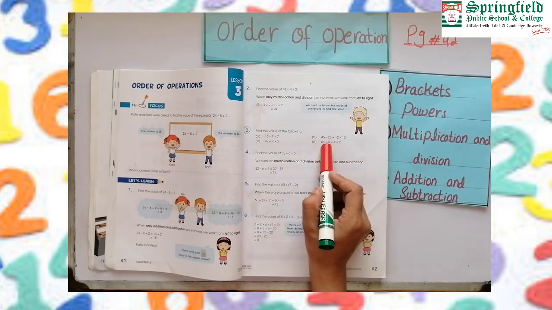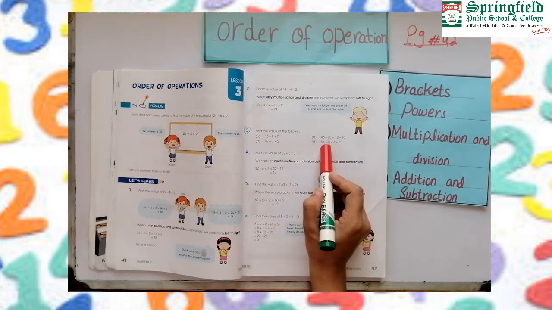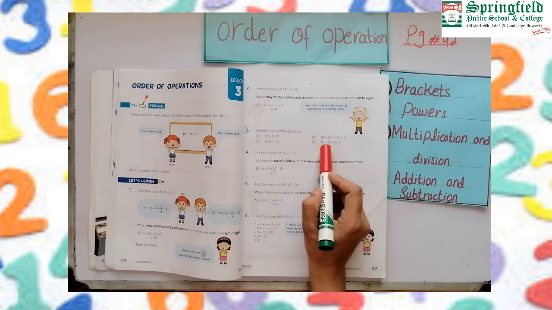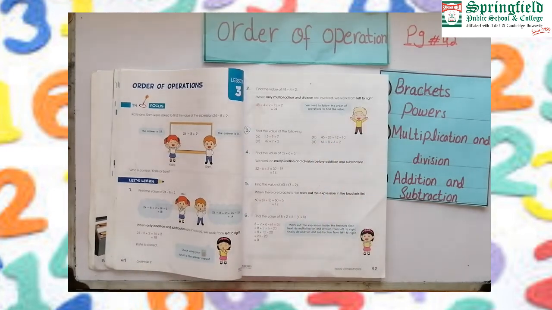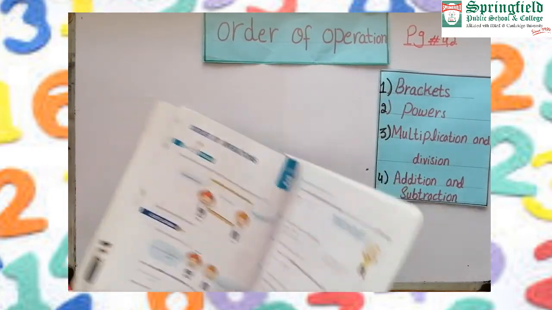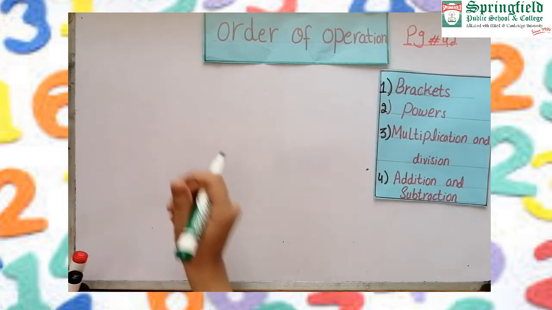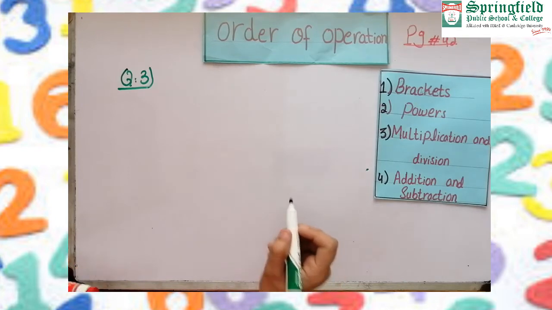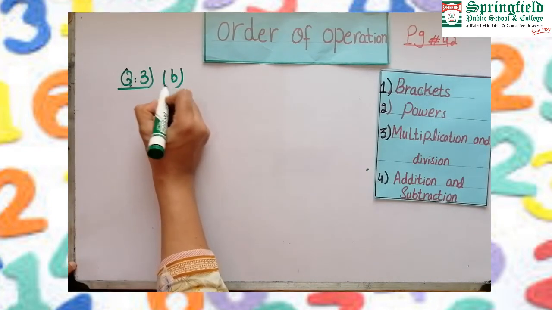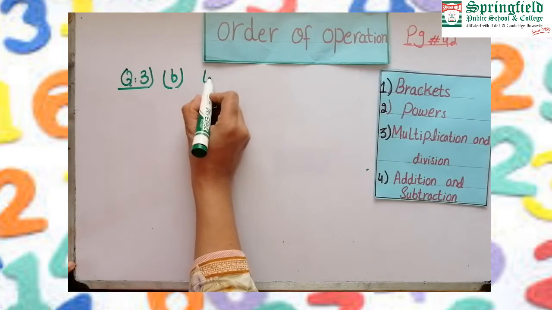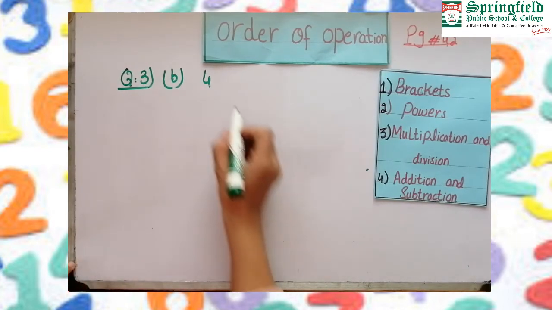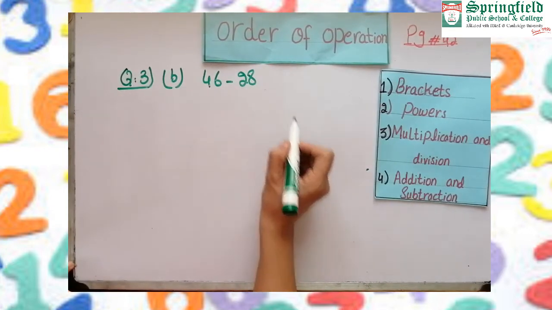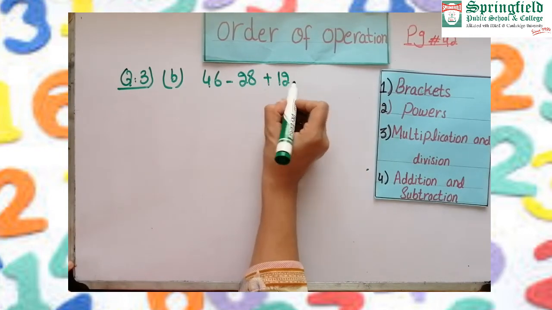Understood, beta? Okay, now come to part B. I will do just one part, and the rest of the parts you will do yourself in your notebook. So come to part B of question number 3 on page number 42. Part B is 46 minus 28 plus 12 minus 10.